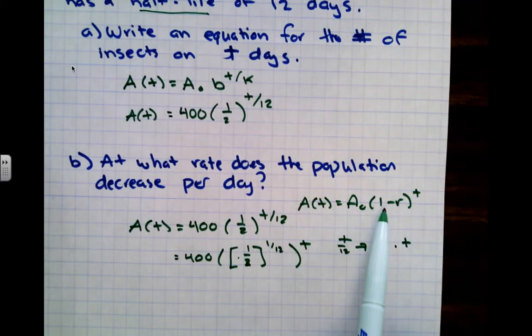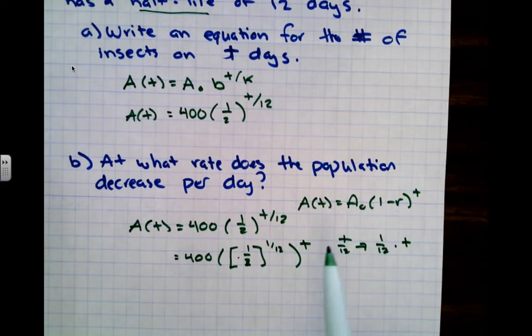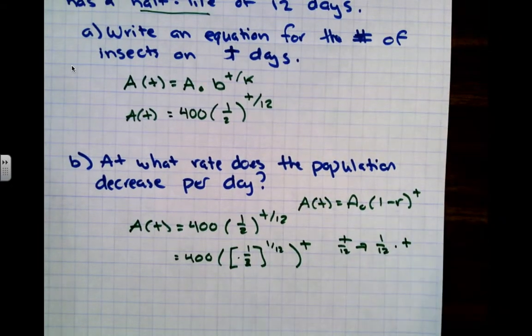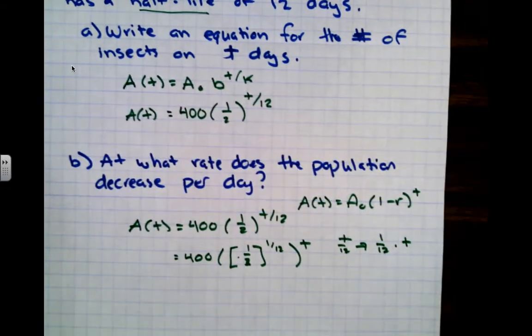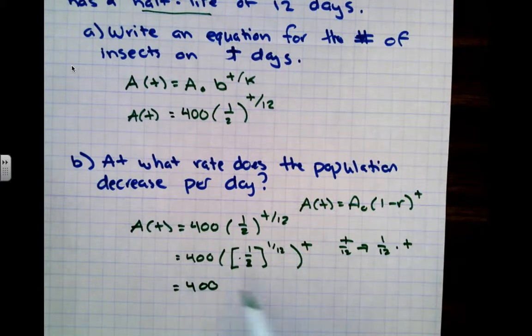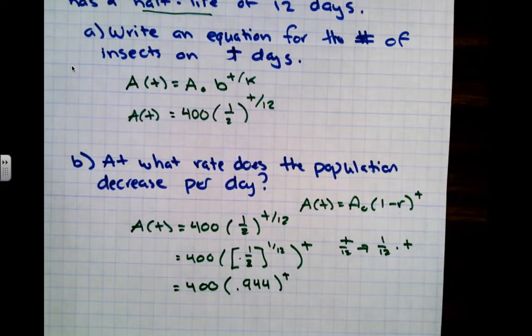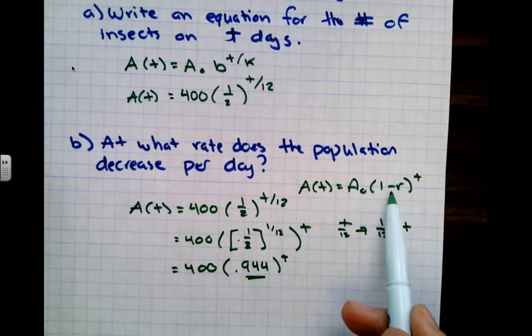And it's a step closer to looking like this, because in the exponent now is only t, like we have up here as well. So looking at this, we have our original amount and we have our t. Now we just have to try to make this look like 1 minus r. To do that, let's take a look on our calculator. Let's do 1/2 raised to the 1 divided by 12. We get an answer of 0.943. We'll round that to 3 decimal places. So we could change this all to 400 times 0.944 to the t.